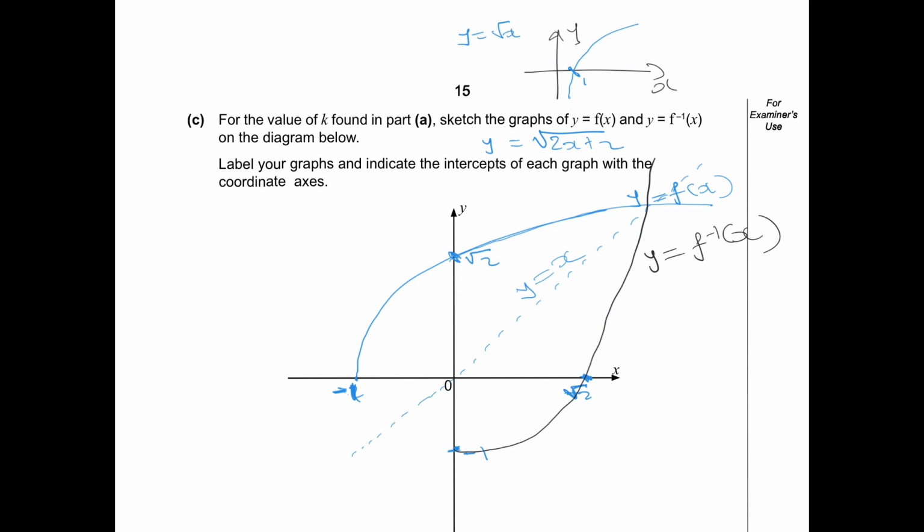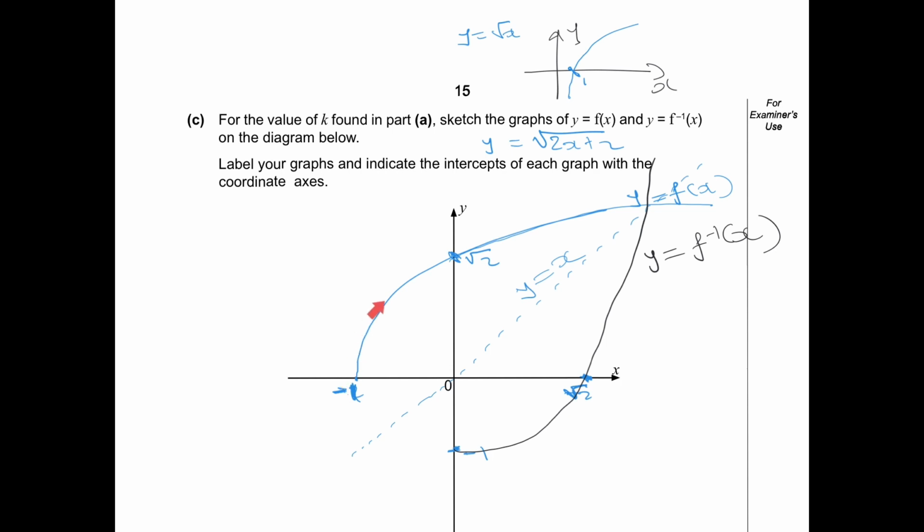Remember, for a function and its inverse, the domain becomes the range and the range becomes the domain. That's the reason why, when x is equal to -1 for f of x, we now have y is equal to -1 for the inverse of f. And the same also for y is equal to square root of 2, that then becomes x is equal to square root of 2 for the inverse. There's an interchange of variables. So that's the trick.